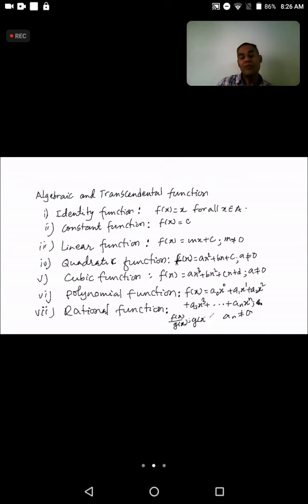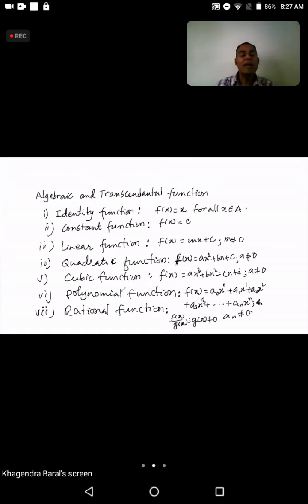This type of function is called a rational function. If f of x and g of x are polynomial functions, then functions in the form f of x by g of x, where the denominator g of x is not equal to 0, are called rational functions. The most important part is that you have to be familiar with the graphs of all the types of functions.